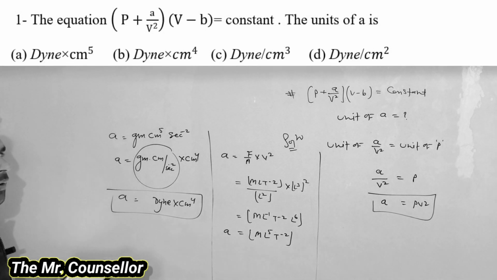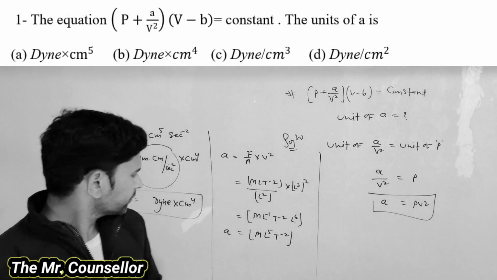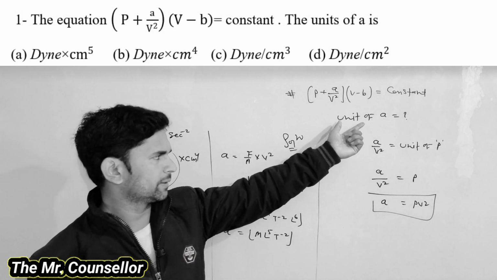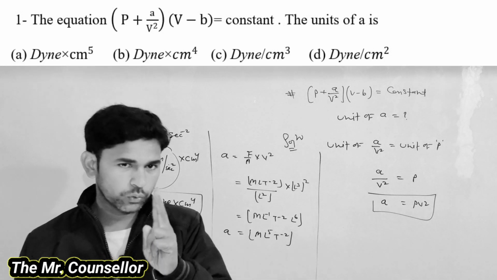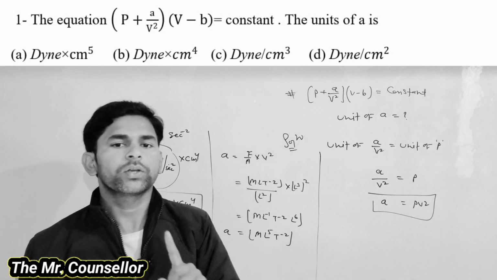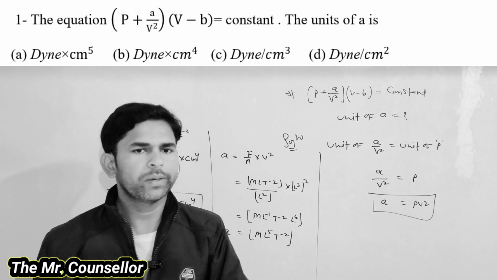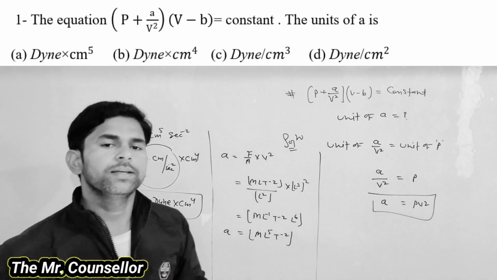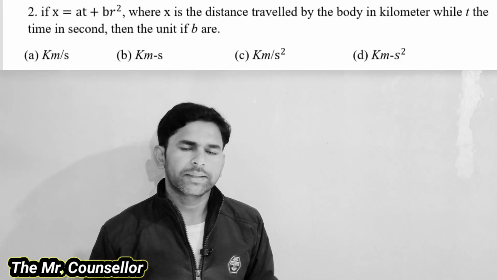So you can check that option B is the correct option. This is the right answer to this question. If they ask a question like this, they can ask in two forms: first the unit, and second the dimensional formula. Please keep this in mind and make a note. Now we are going to discuss the next question.